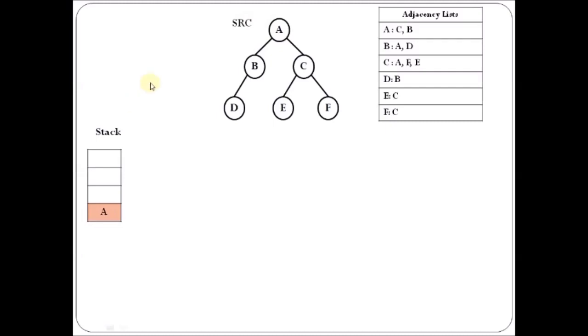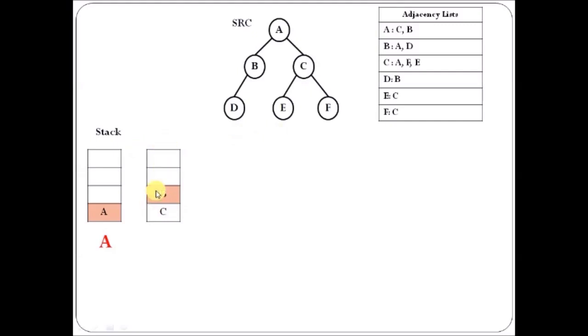For example, A is present at the top of the stack, so we have to pop A. At the same time, what are the elements which are directly adjacent to A? We have to push those elements into the stack. So I have popped the element A here, and from the adjacency list I have found that node C and node B are the adjacent nodes for node A. So I have pushed node C and node B onto my stack. When I insert node C and node B into my stack, node B comes at the top of the stack. Apply the same rule.